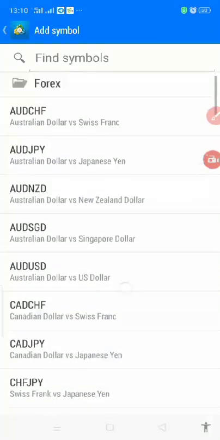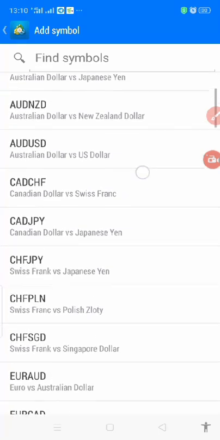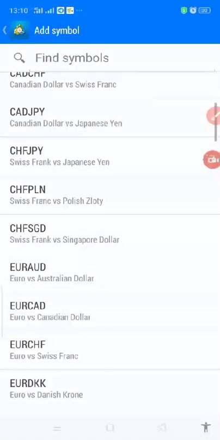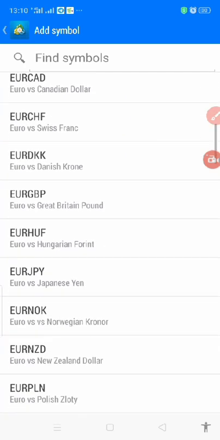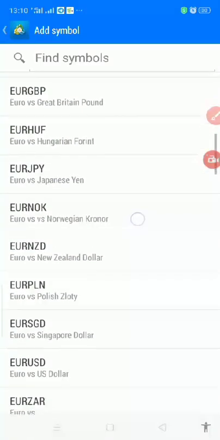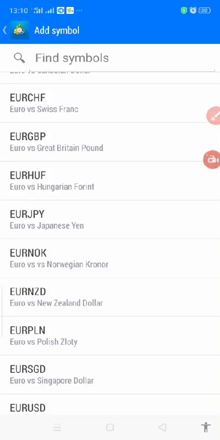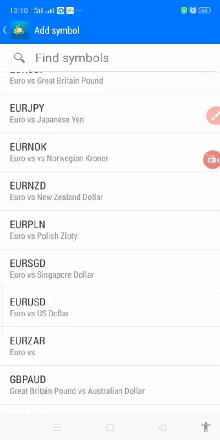Okay, we have the likes of Australian dollar versus Singapore dollar. We have the likes of Swiss franc versus Polish zloty. We have Swiss franc, Singapore dollar. We have Euro, Danish krone. We have the likes of Euro, Hungarian forint. We have the likes of Euro, Norwegian krone.